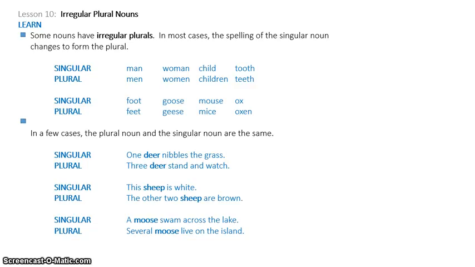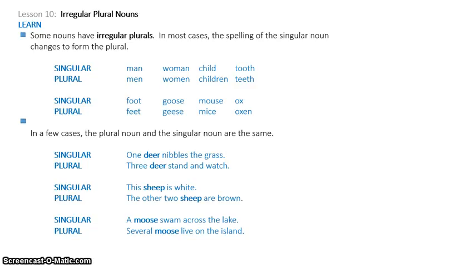But it's not deers, because when you start adding S's and stuff like that, that gets into possessive nouns, and we're going to talk about that later. Right now, these are some words that you just have to memorize. Look at the next sentence. This sheep is white. How many sheep? This one. So 1. Plural, the other 2 sheep are brown.